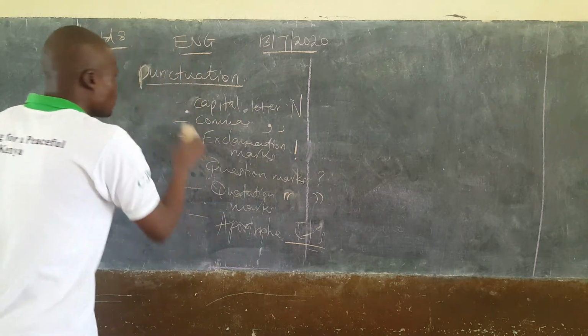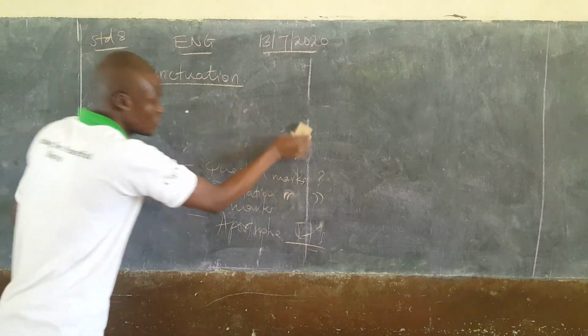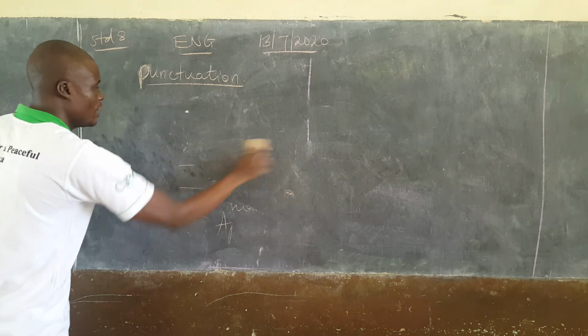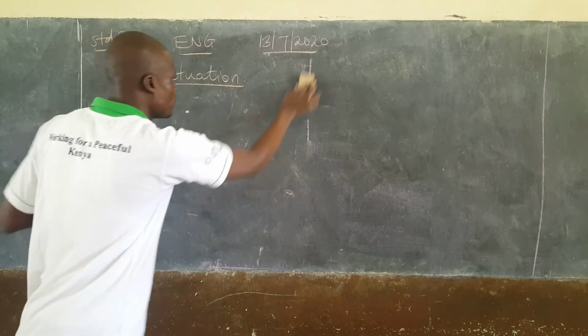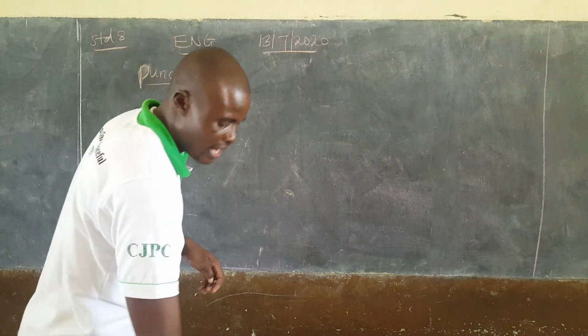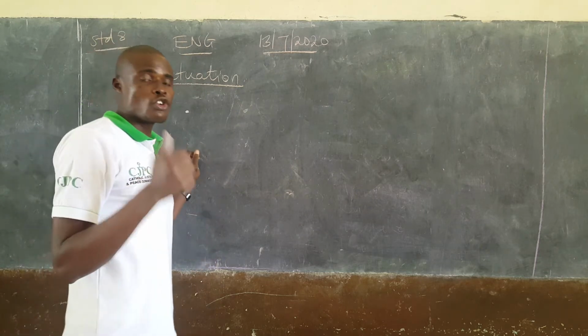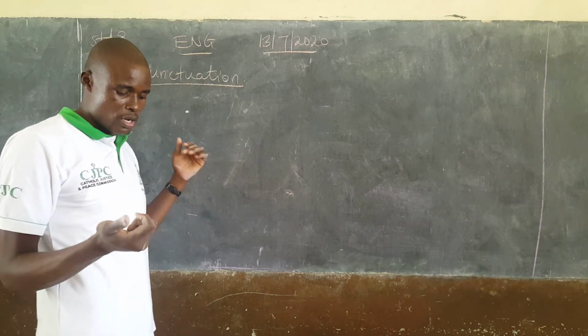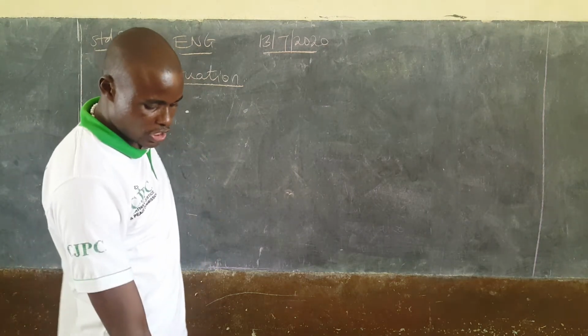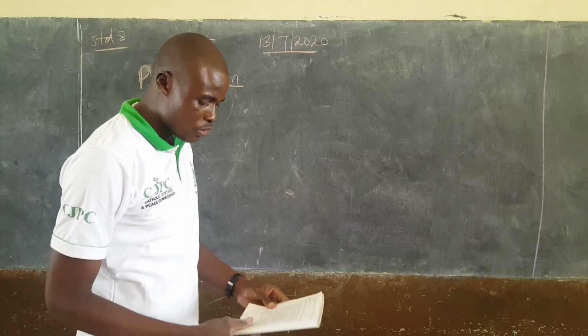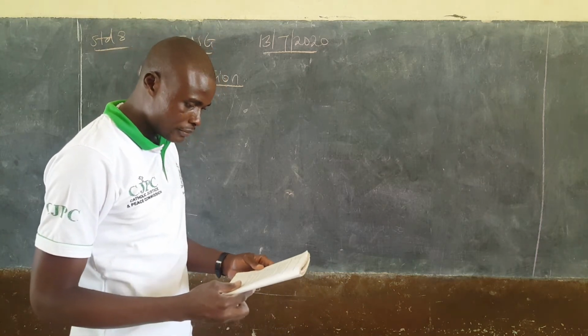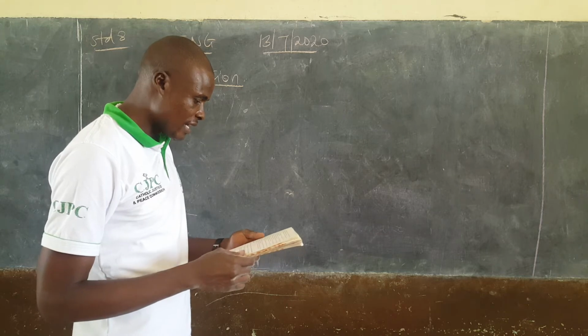So these are the things you are going to consider in our lesson and the work you are going to do today. We are going to look at different sentences and how punctuation marks are put in each and every sentence that is given. We may be given a sentence like this.